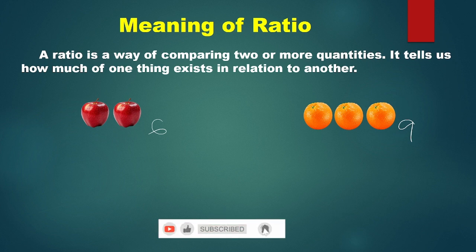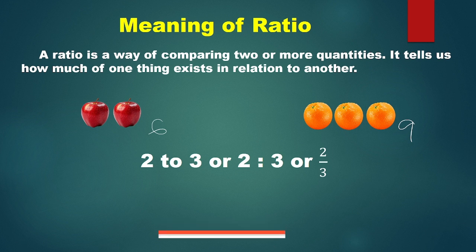Now, note, ratios can be written in three different ways. In words, like 2 to 3. Or using the colon symbol, 2 ratio 3. Or we can also write it in fraction form, 2 over 3.